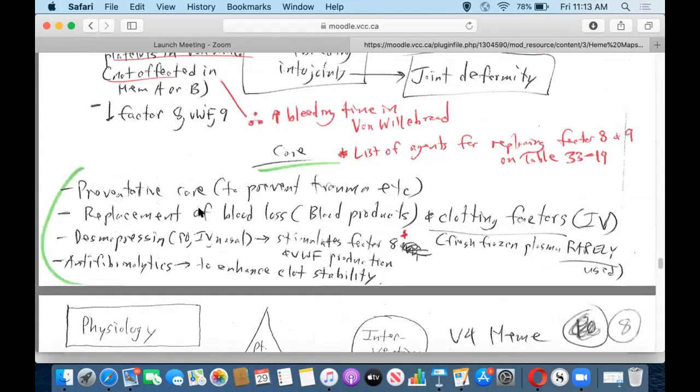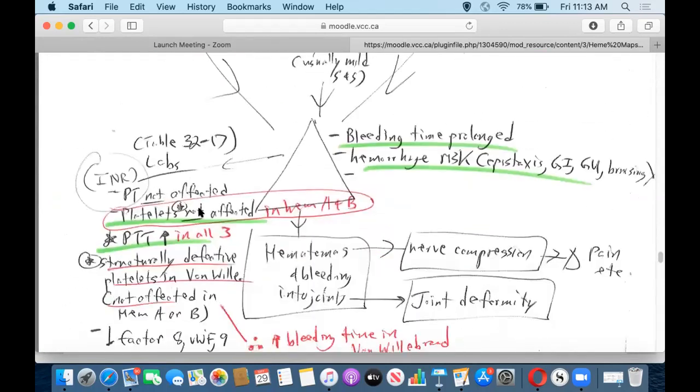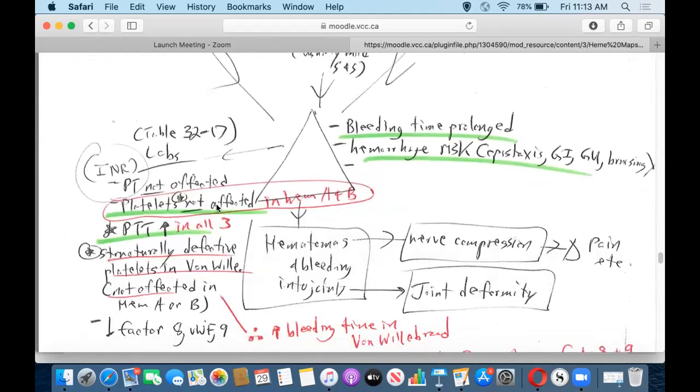For hemophilia A and hemophilia B, platelets themselves are not affected. Von Willebrand is the one that affects the platelets in terms of the platelets being structurally defective. So platelets are defective in von Willebrand disease, and that is one way it contributes to bleeding. Platelets are not affected in hemophilia A and B. That being said, as we know, platelets play a role in coagulation, so we can safely say that all three of the diseases above increase PTT.